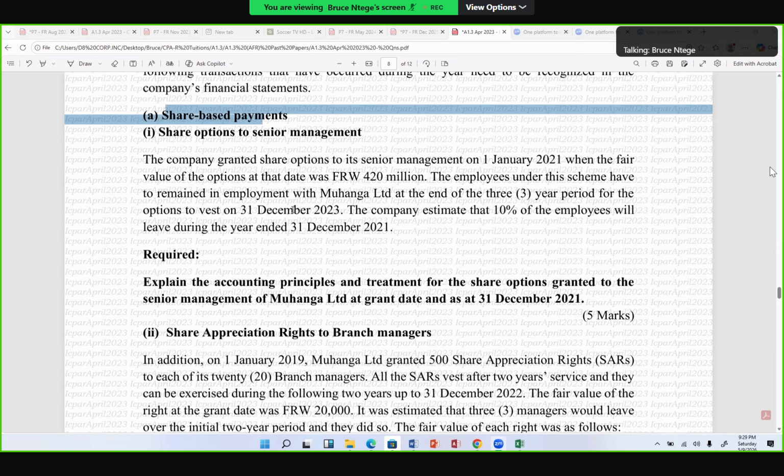So explain. But I will also support my explanation with the calculation, the accounting principles and the treatment of these share options in the financial statements, both on the grant date, 1st January 2021, and at the reporting date in the financial statements of Muhanga. So let me use that document here so that we are using a practice question.